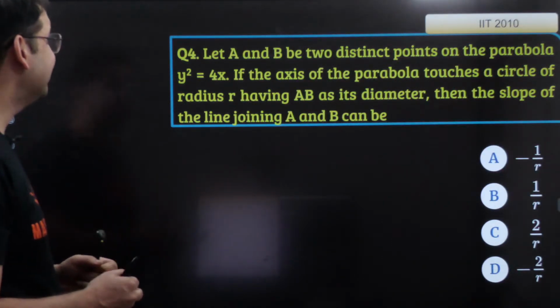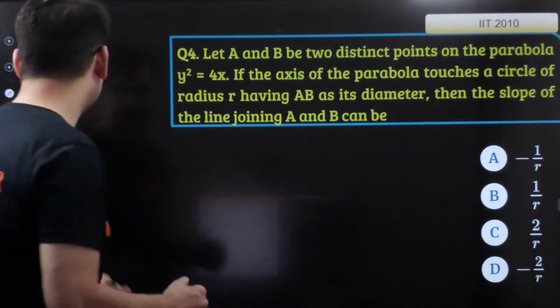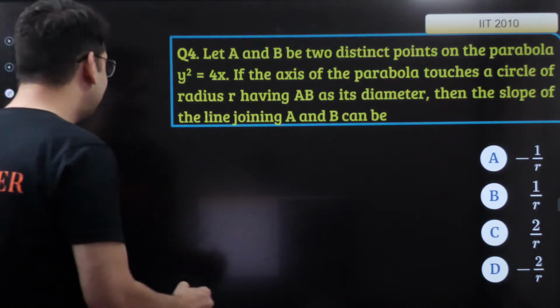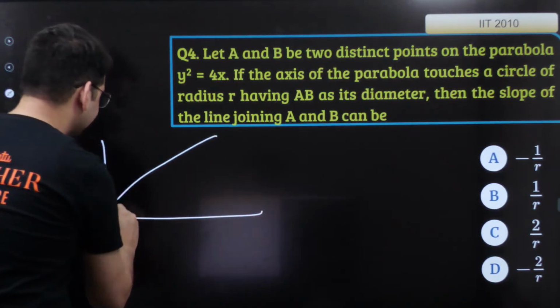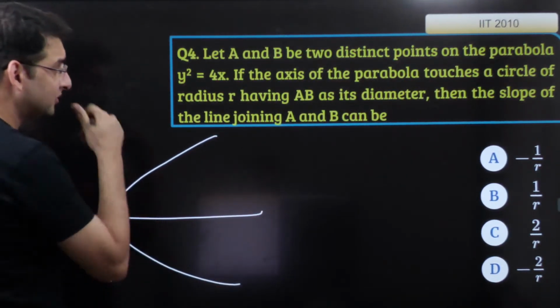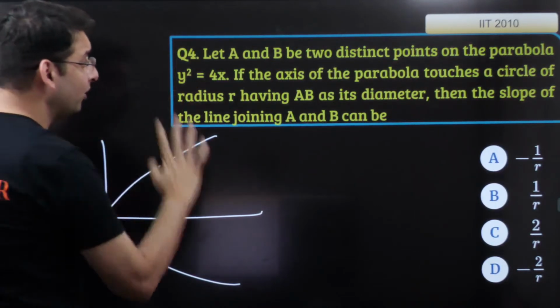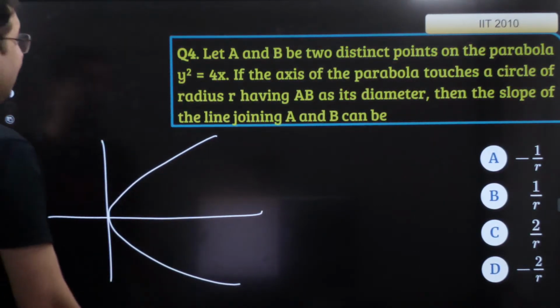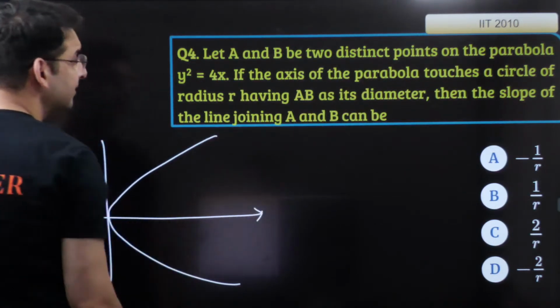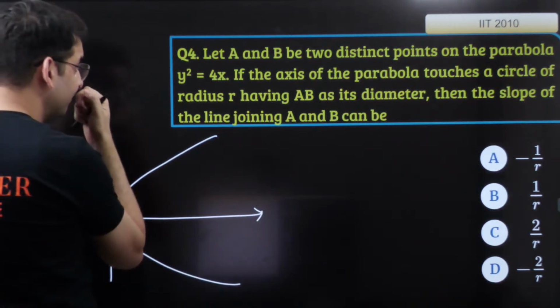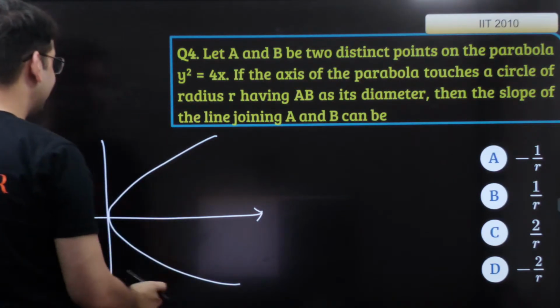Let A and B be two distinct points on the parabola y square is equal to 4x. As soon as I read the first line, I'll draw a rough diagram. So this is a parabola y square is equal to 4x, a right open parabola. A and B are 2 points on the parabola. If the axis of the parabola touches the circle of radius r having AB as diameter.